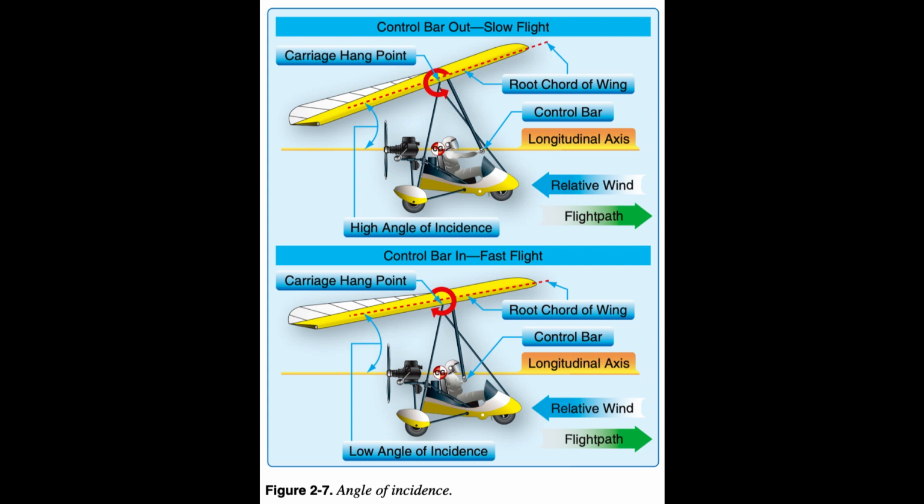Unlike that of an airplane, the WSC angle of incidence has a significant change in flight because the carriage is attached to the wing, which allows the wing to rotate around the carriage hang point on the wing and is controlled by the pilot as shown in Figure 2.7.